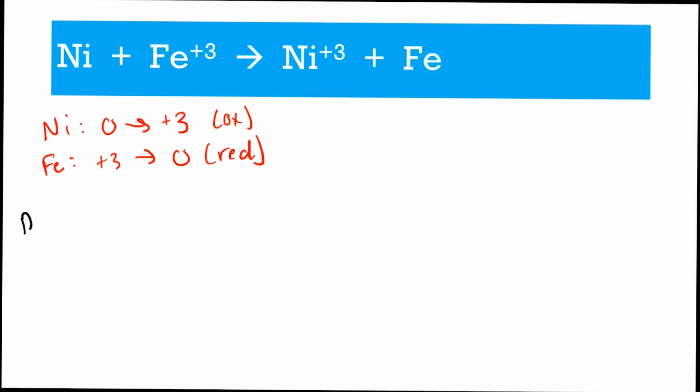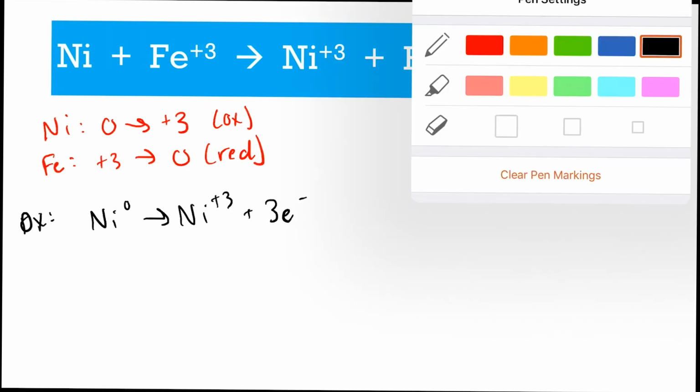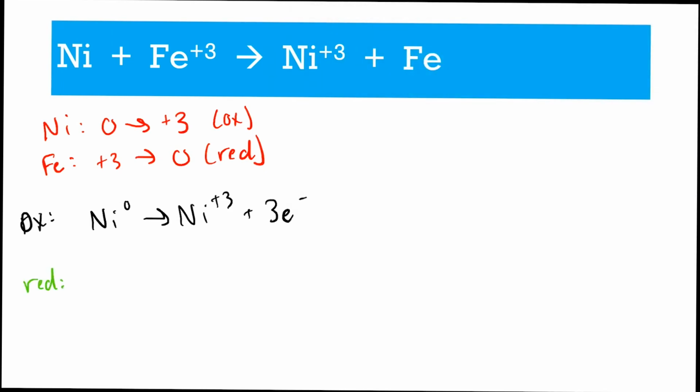So, oxidation, we have Ni0 to Ni plus 3, and you have your 3 electrons as a product. Then, for your reduction reaction, you have Fe3 plus and your 3 electrons, and your product of that. Remember, electrons are always a product for oxidation reactions, and they're always a reactant for reduction. So here, we have the same number of electrons being gained and lost, so we don't need to balance anything. And just kind of forget they exist.